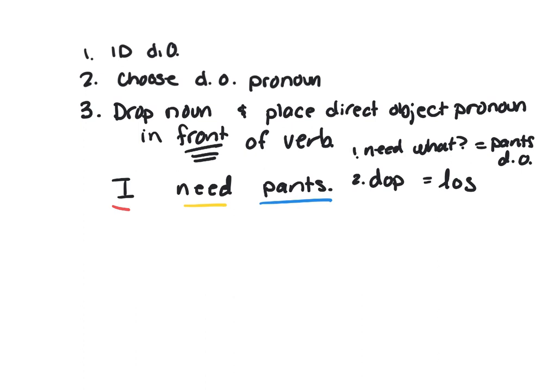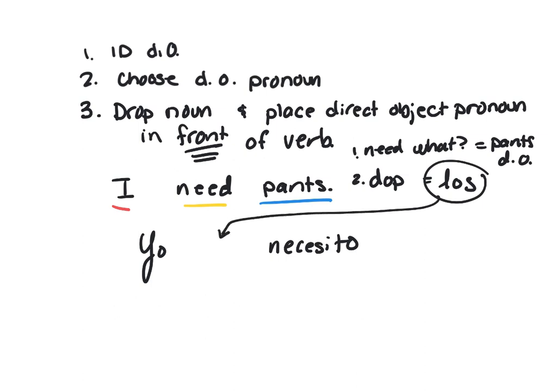Okay, so step three is going to be placing in my sentence. So my sentence is yo necesito. And then the pants are going to be a los. And I'm going to put them before the verb. So yo los necesito. Okay.